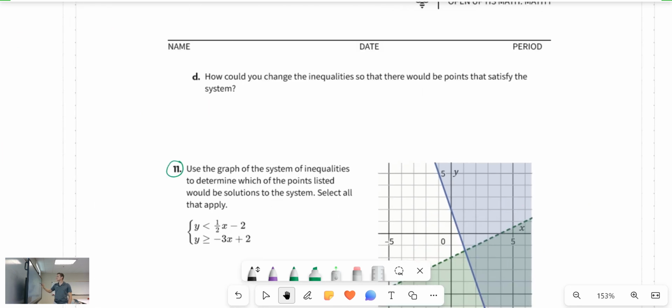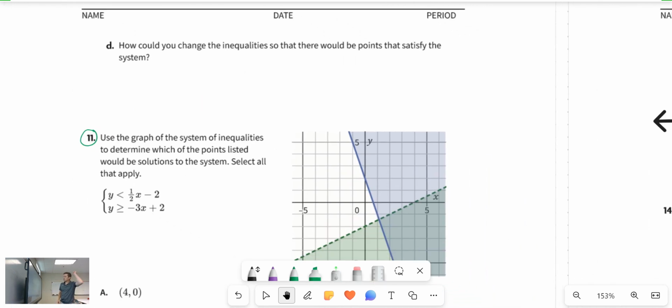Part D, here we go. How could you change the inequalities so that there would be points that satisfy the system? Well, there's two things we could do, right? We'd either change the direction. If we change one of the greater than to a less than, or we change the less than to a greater than. So we could change the inequality sign. That would do it. Change the inequality direction.